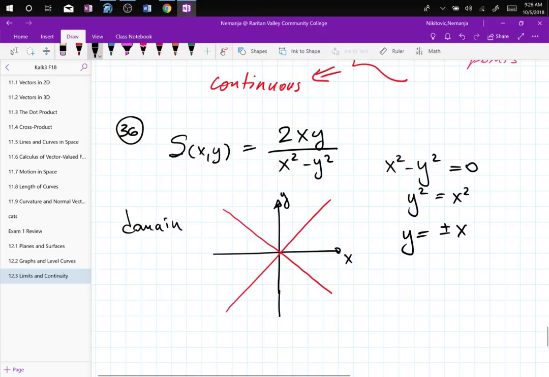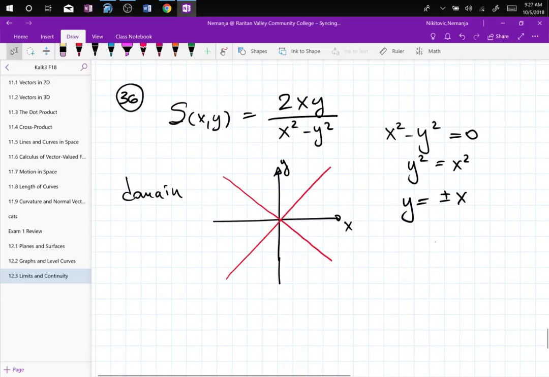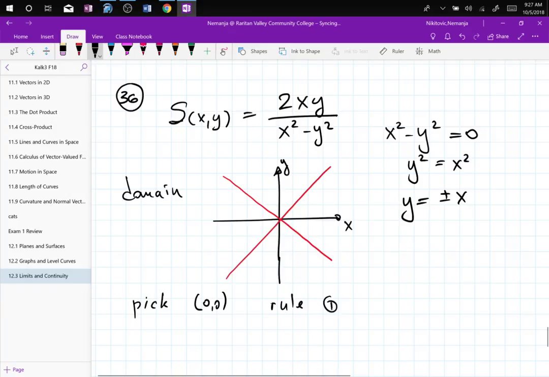So what we have there is the function y equals x and then y equals negative x, along which we can pick any point and something will break. So as I said, if we pick (0, 0), and (0, 0) is on both of these lines at the same time, rule 1 fails.